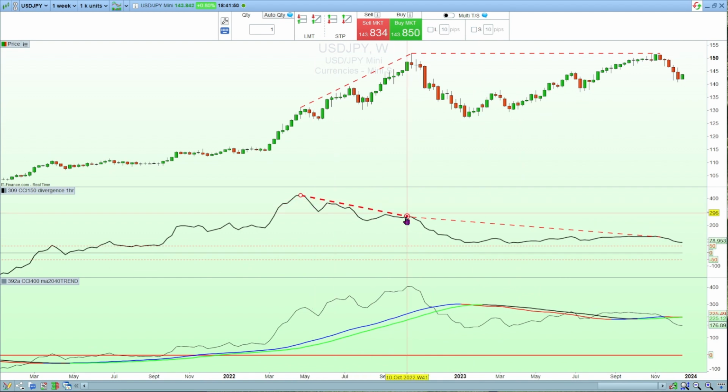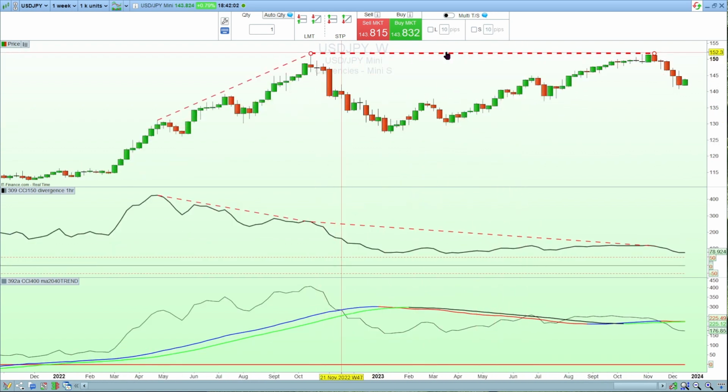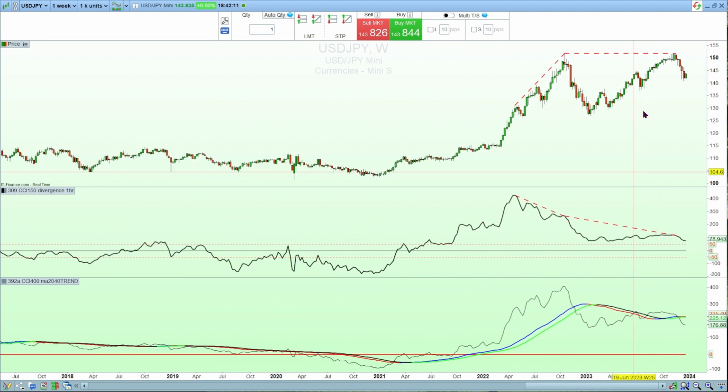Now we had a couple of divergences playing out. So this first one here, those highs there, were a bearish indicator versus the price, and you can see it fell off. And then a secondary divergence was at those double tops up there versus the lower CCI tops on the CCI 150. So again, if you had paid attention to that, you probably would have been careful about going long. Now that's on the weekly.